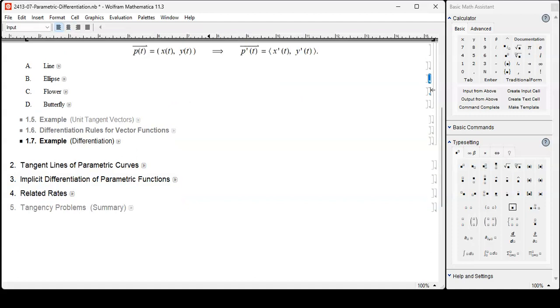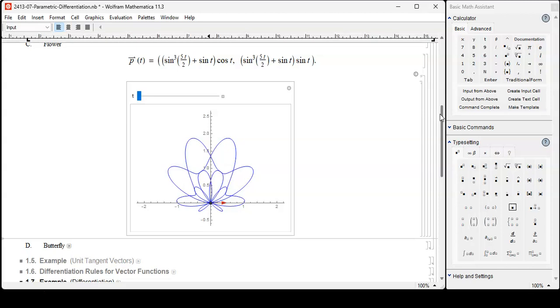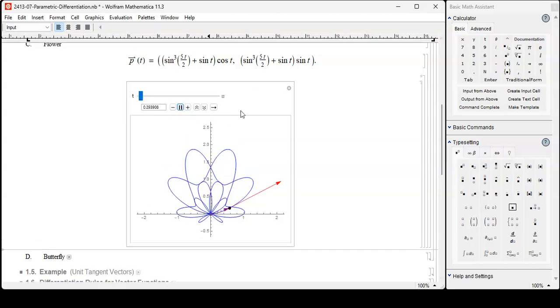Let's see, do we have a couple more? I don't know whether this is worthy, but okay. The red arrow here is the velocity vector, the derivative vector. So it represents the speed and direction of the motion. And then it changes rather radically. The dot sometimes moves quickly and sometimes it slows down, and that corresponds to the length of the arrow.